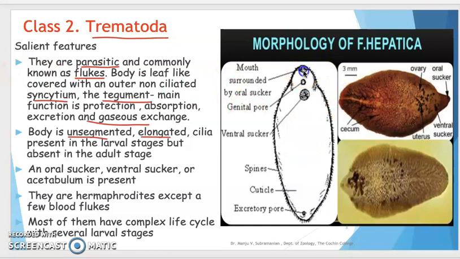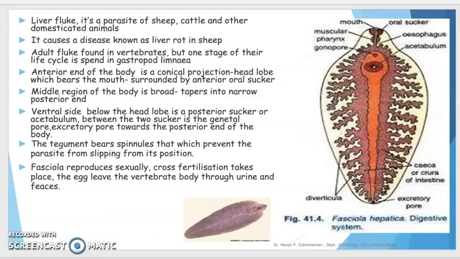So the mouth leads into an elongated canal, and it leads into the two branches of intestine. These branches are highly branched. In this picture, you can see it clearly. The mouth leads into a tubular esophagus, and the muscular pharynx is also present, and it ends in two branches of intestinal caecae. As you can see, the intestine is highly branched.